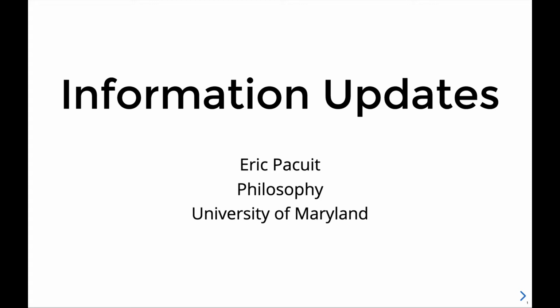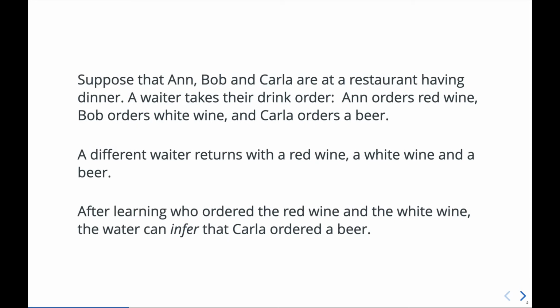A very useful and important way to think about reasoning is to focus on modeling information updates. So to illustrate, let's think about this following simple example. Suppose that Anne, Bob, and Carla are at a restaurant having dinner, and the waiter takes their drink order. Now let's suppose that Anne orders red wine, Bob orders white wine, and Carla orders a beer.